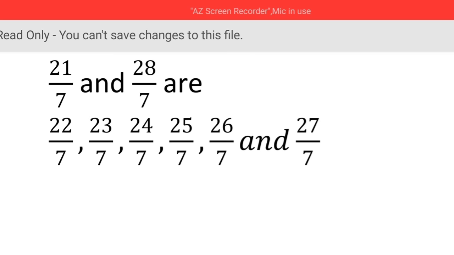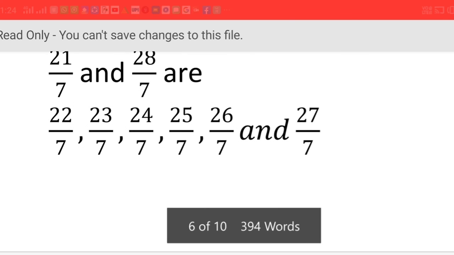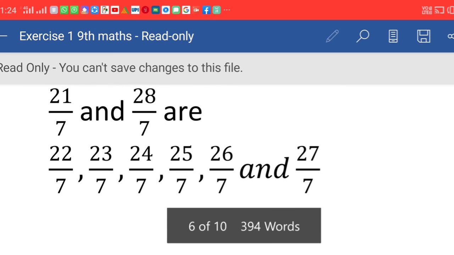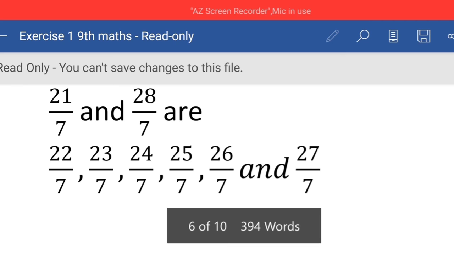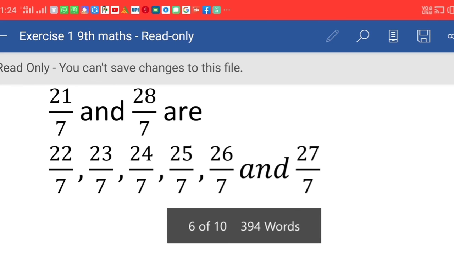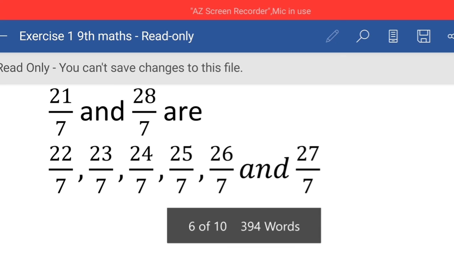21 के बाद में क्या आता है? 22 by 7 आता है. इसके बाद में क्या आता है? 23 by 7, 24 by 7, 25 by 7, 26 by 7 and 27 by 7. You will get 6 numbers. Very easy method.